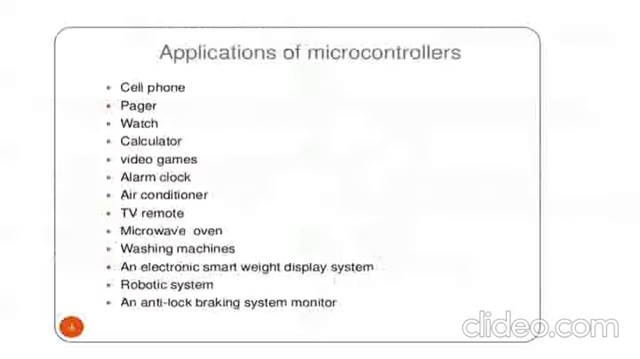Applications of controllers: we use these microcontrollers in so many day-to-day applications. As I said, your cell phone, pager, watch, then calculator, video games, alarm clock, air conditioner, even air conditioner remote, TV remote, then microwave oven, washing machine, this is a weight display system, then robotic systems, then anti-lock braking system, monitor, then you have your geyser at homes. Okay, so you have so many different applications where you can use these controllers.